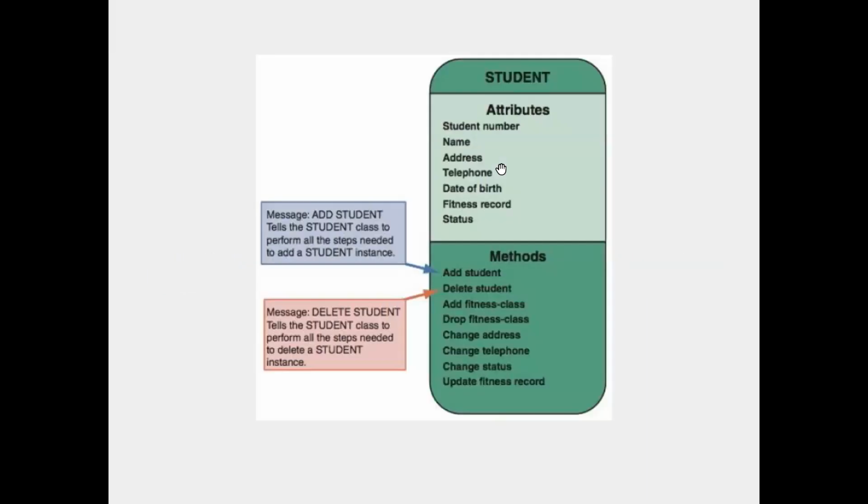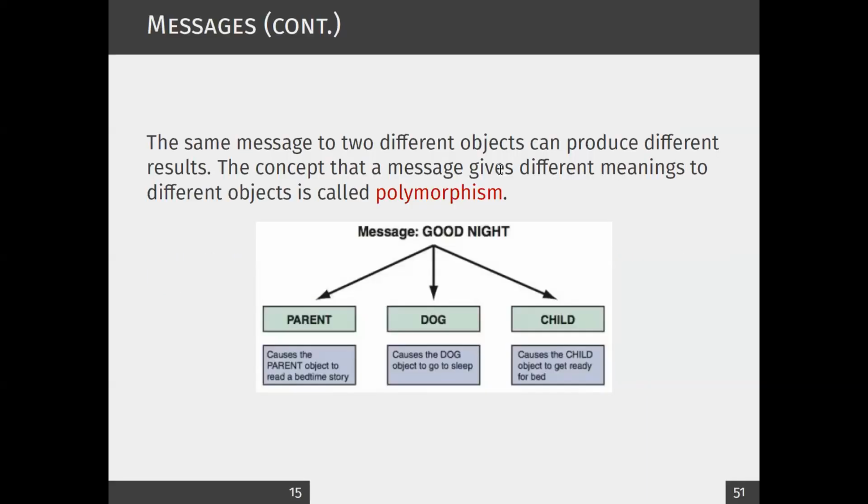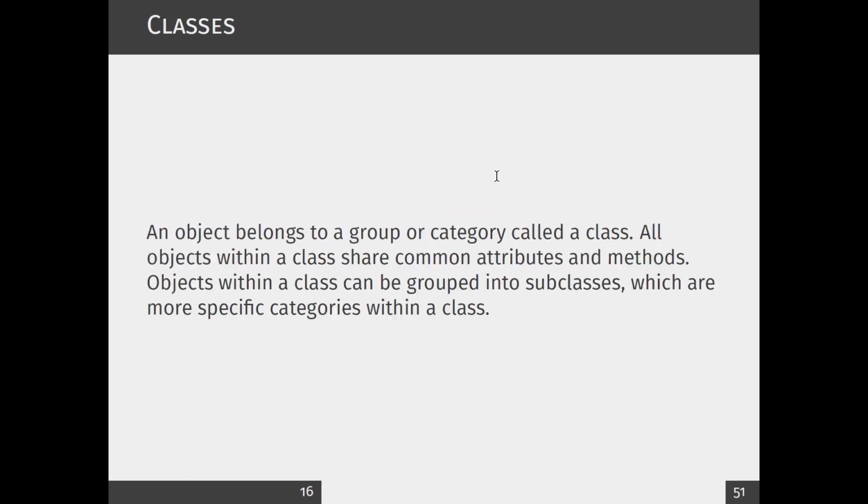So what will happen, for example, is the message can affect different objects differently. This diagram shows that when you say the message good night, different objects behave differently. The parent object will maybe read a bedtime story, the dog goes to sleep, and the child gets ready for bed. So the same message gets different meaning for different objects. This is what we call polymorphism.